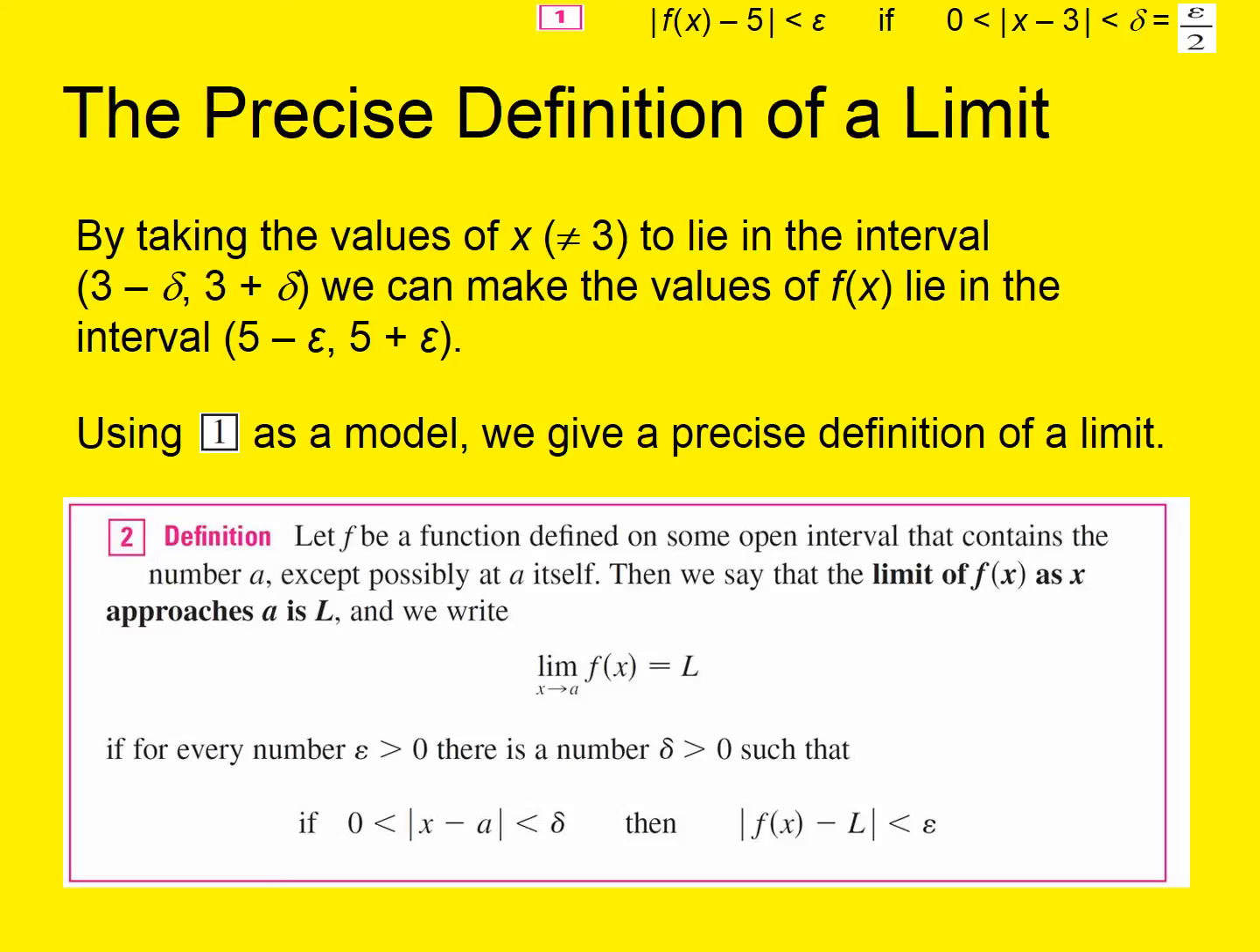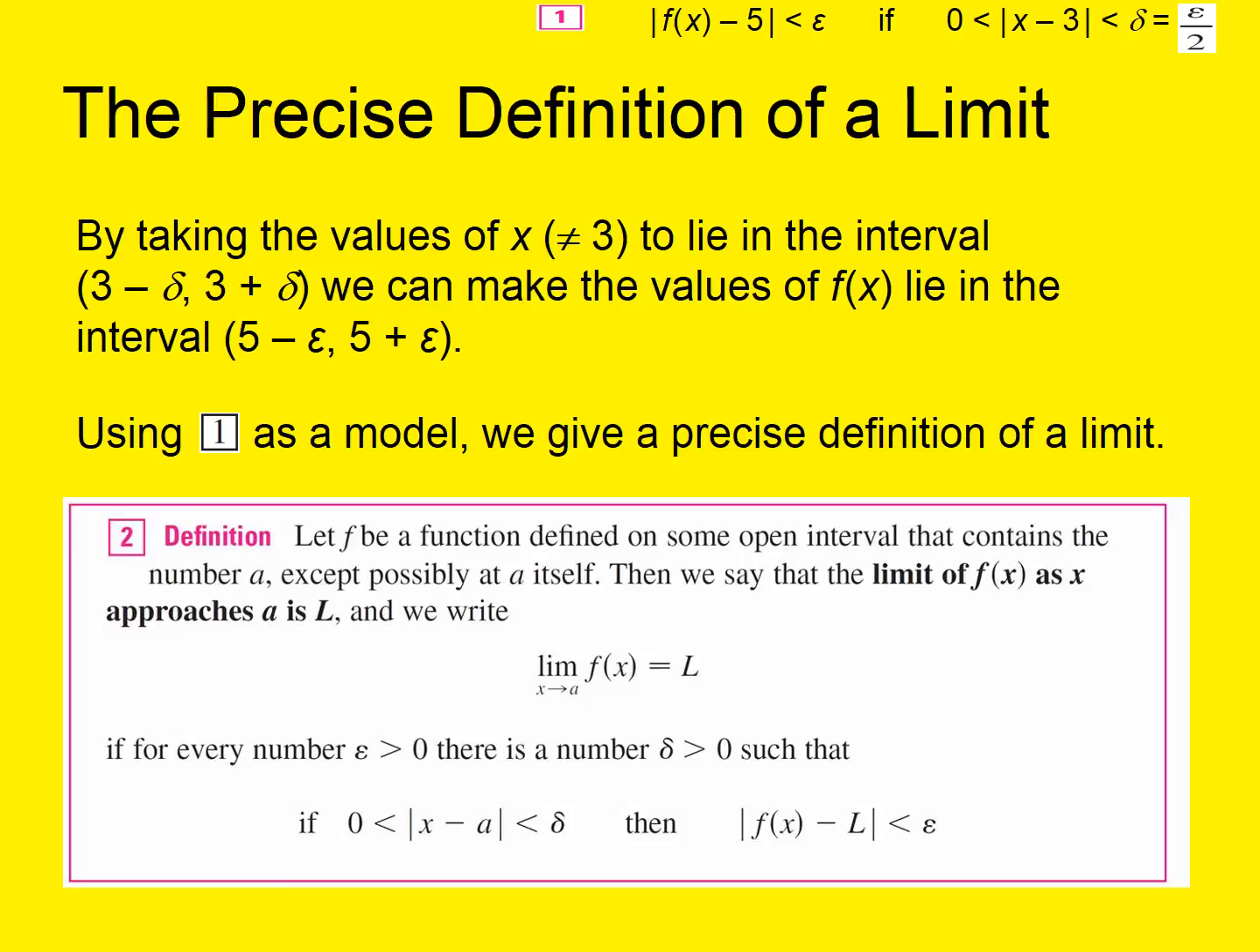It's definition 2 in Stewart. Let f be a function defined on some open interval that contains the number a, except possibly a itself. Okay, so open interval, and so it's defined near a. Then we say that the limit of f of x as x approaches a is L.